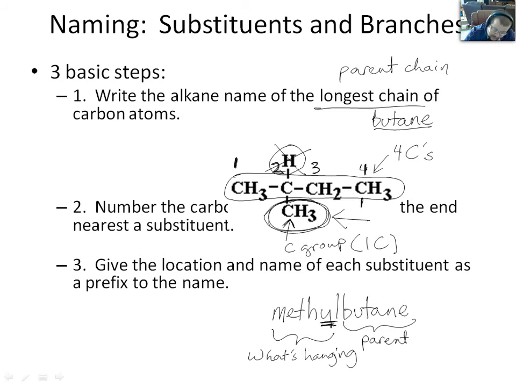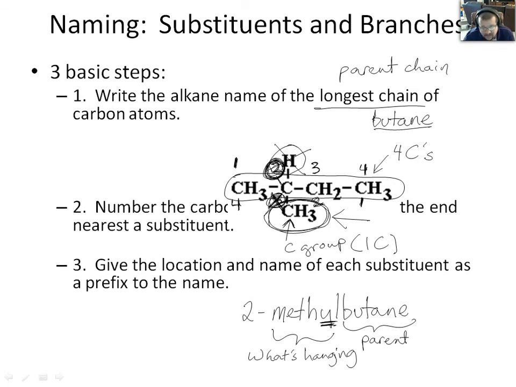Or I could number it going from the other side, 1, 2, 3, 4. If I number from left to right, the top numbers, my methyl group is hanging off of that second carbon. If I number from right to left using the bottom numbers, that methyl group would be hanging off of the third carbon. We want to give it the lowest position number that we can, so we're going to say it's hanging off of the second carbon and number from left to right.